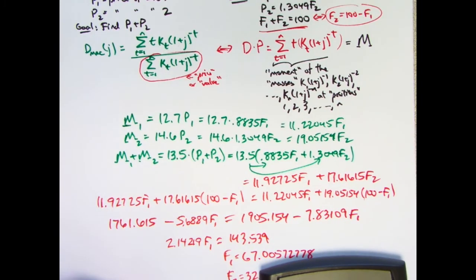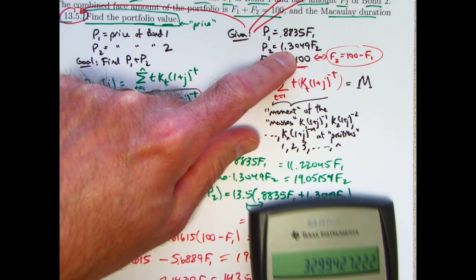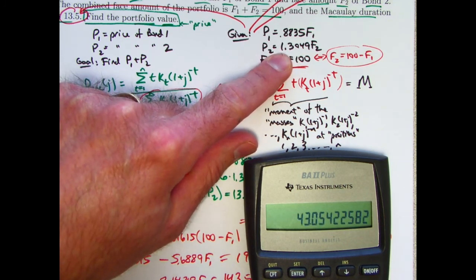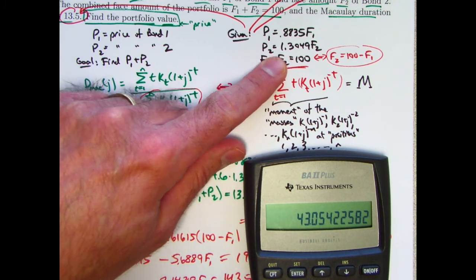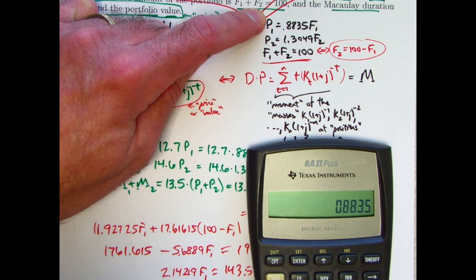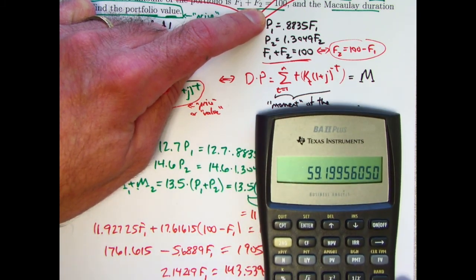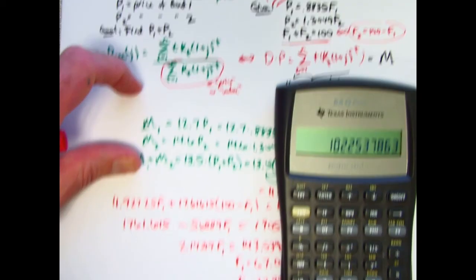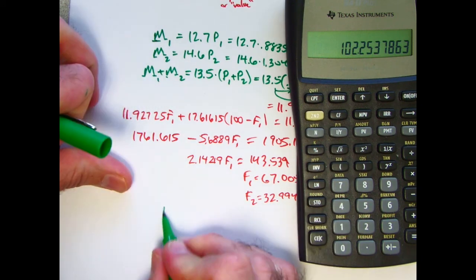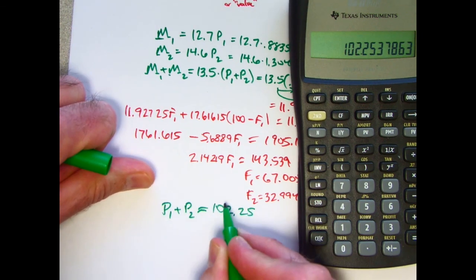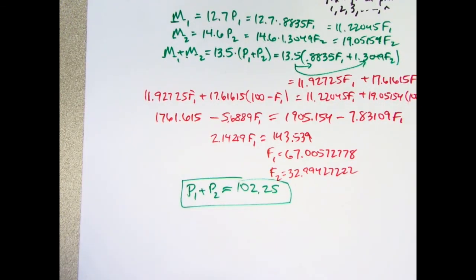Now we're almost done here. That gets multiplied by 1.3049. That's P2, 43.05 approximately. I'll store that in register 5, which is above the 2. That's why I did that. And then take what's in register 1 and multiply it times 0.8835. That's P1, 59.20 when you round it. Add that to what's in register 5 and we should be done. Yep, that's the correct answer. P1 plus P2, if you round to the nearest hundredth, is 102.25. And that is correct. That's the combined price of the portfolio, the combined value. 102.25. Have a good day.